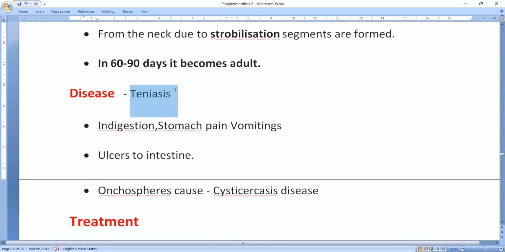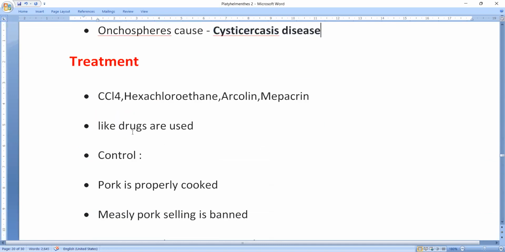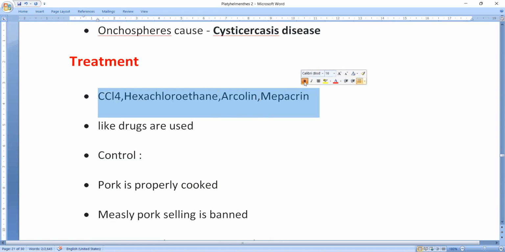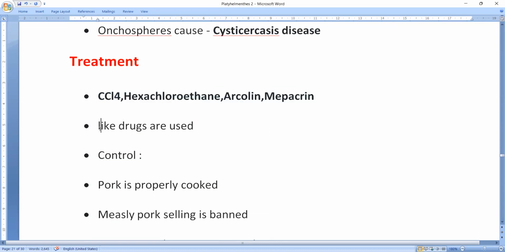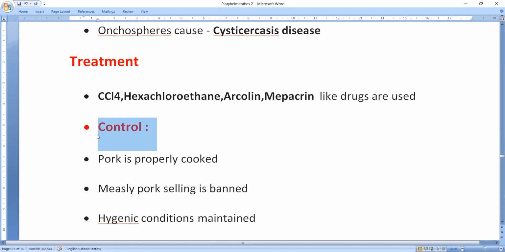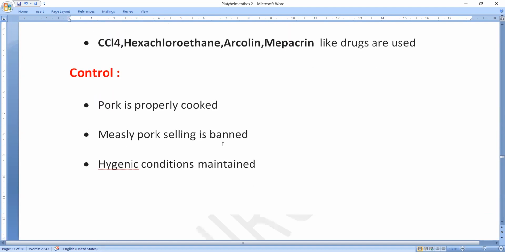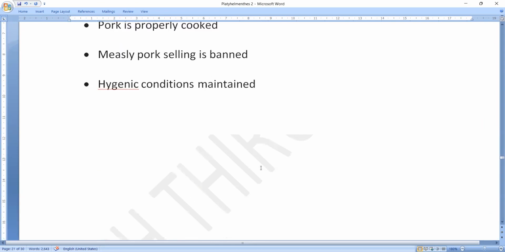The disease caused in human beings is teniasis. Due to teniasis, indigestion, stomach pain, and vomiting occur. Ulcers occur in the intestine. The oncospheres cause another disease called cysticercosis. Treatment is carbon tetrachloride, hexachloroethane, arecoline, mepacrine. These drugs are generally used to treat it. For control, we should avoid eating measly pork, pork should be properly cooked, and hygienic conditions are to be maintained.